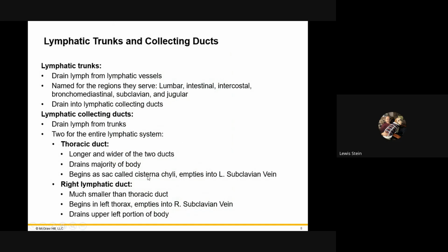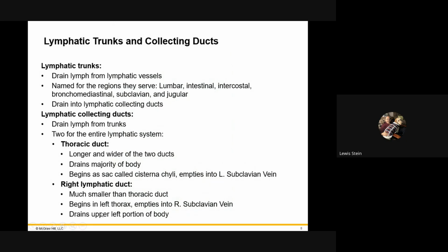So one of the areas in your abdomen where the vast majority of it comes in is called the cisterna chyli. You'll remember a cistern is another name for a well. It's just a collector. And all of that empties into the left side by way of the subclavian vein.